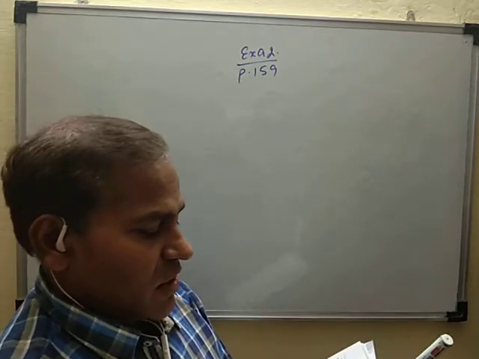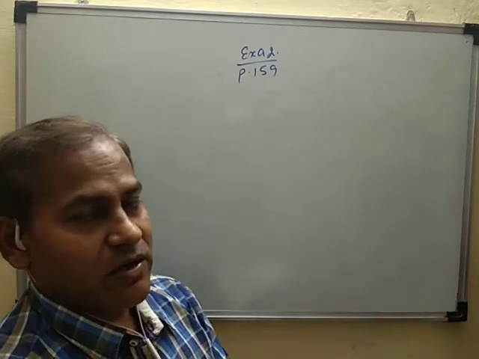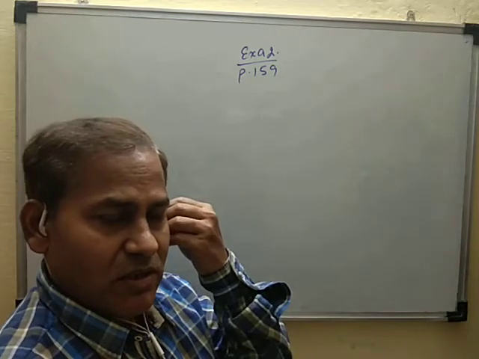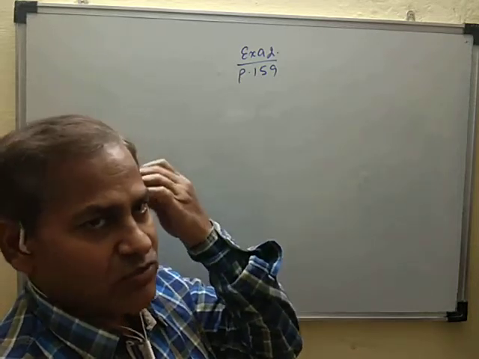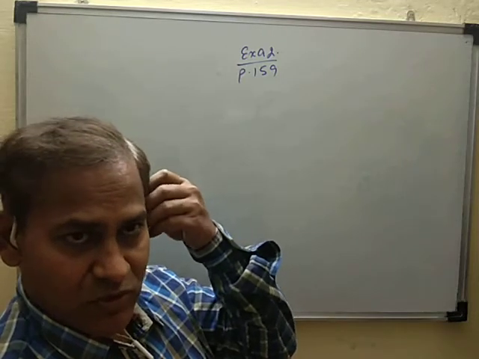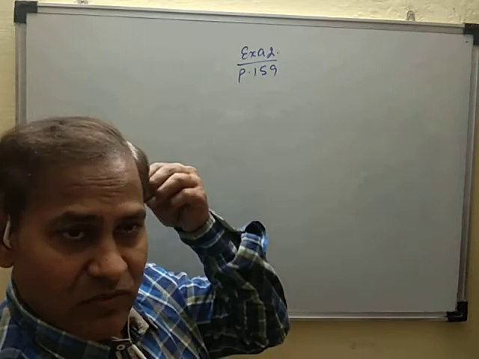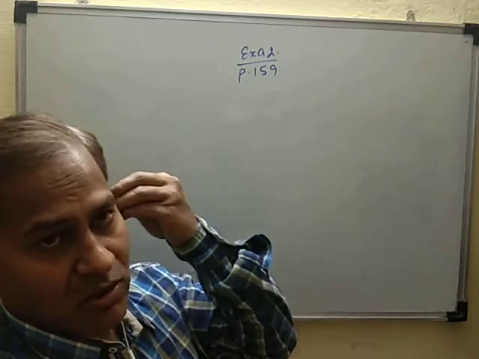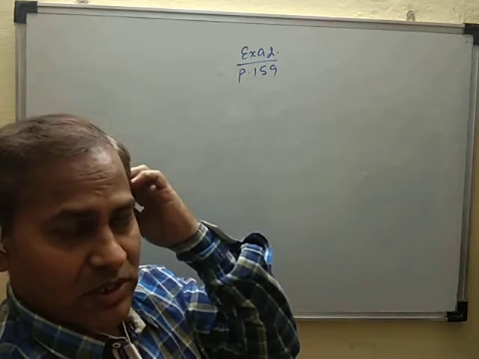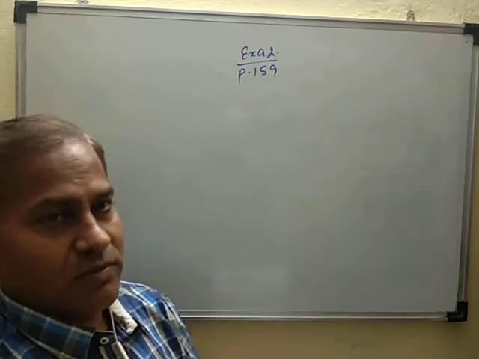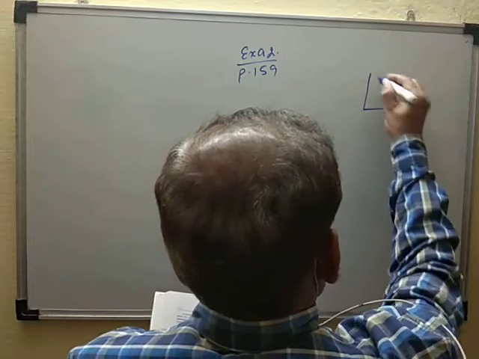Here 4 points are given, and we have to show that these 4 points are the vertices of a square. So for a square, what will we show? For a square, we show that all sides are equal and its diagonals are also equal.